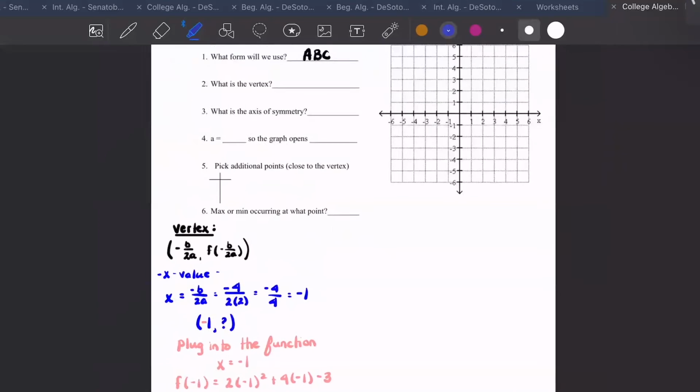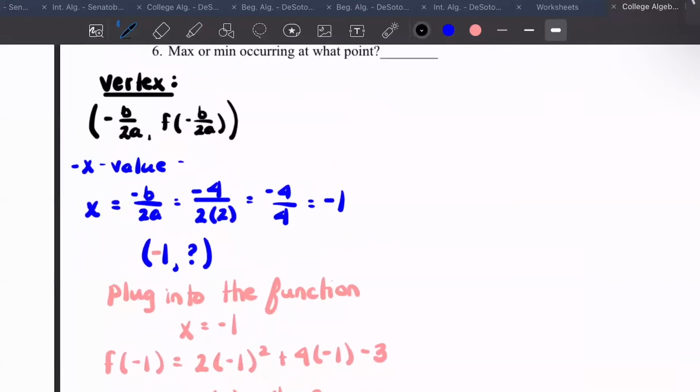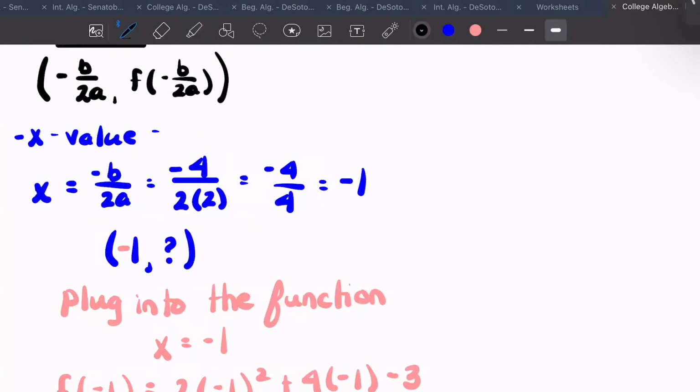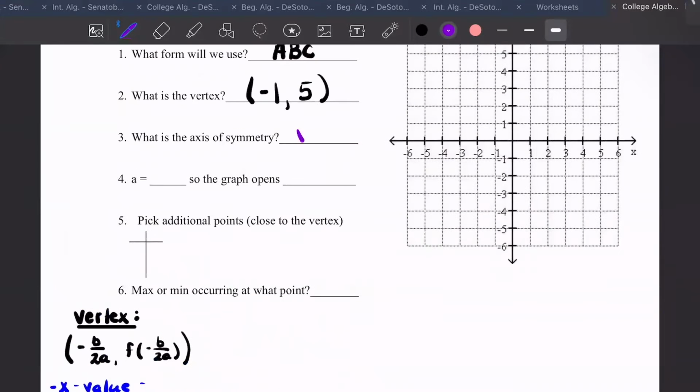-1, comma 5. So I'm going to fill that in up here, -1, comma 5. What is the axis of symmetry? Okay. If you look back, you'll see that your axis of symmetry is the same as whatever your x value was that you found for your vertex. Okay. So I'm going to star it and write it in purple up here because it's the same. So x equals -1.